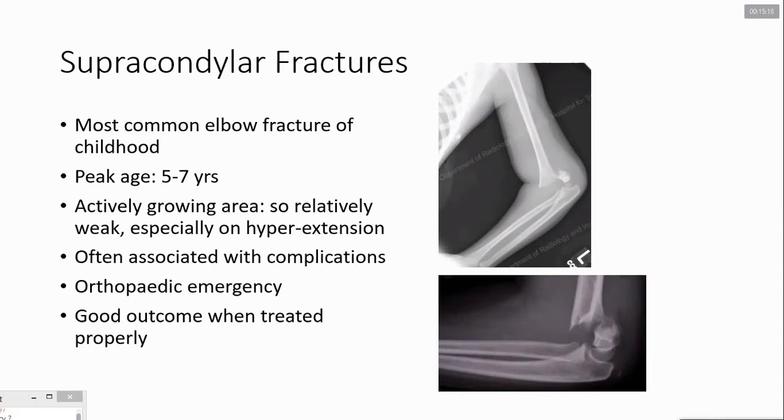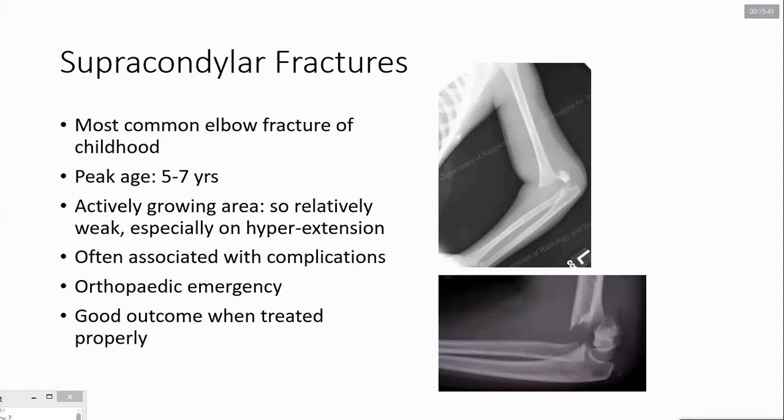Till now, I was just talking about general fractures. By far, this is the most common elbow fracture of childhood. You can blindly say, when asked what the common elbow fracture or common fracture of a child is, supracondylar fractures very safely. So this is that common. Every other child that comes to the emergency invariably has some injury around the elbow, and mostly a supracondylar fracture.